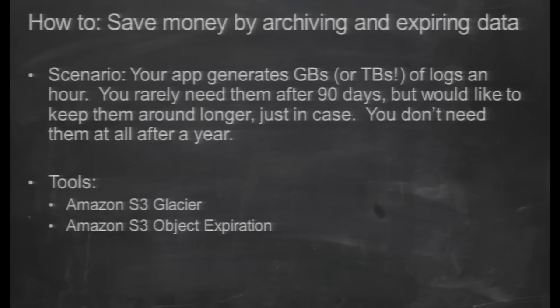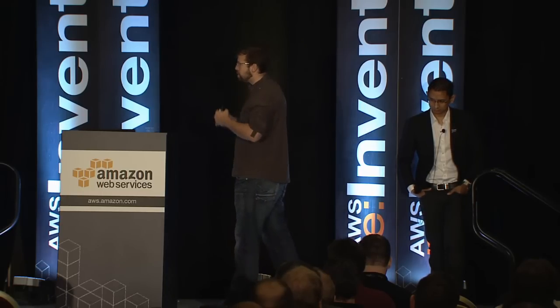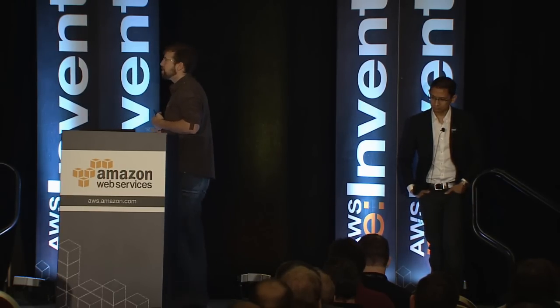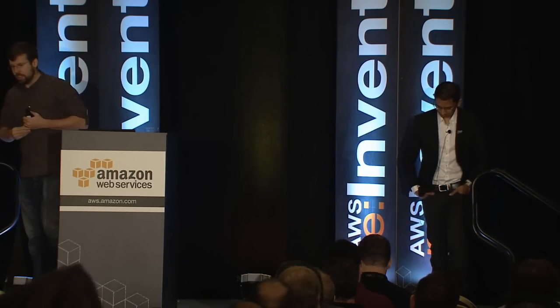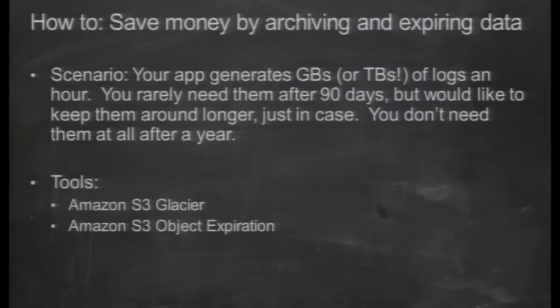Next, we'll look at how we can save money on S3 by archiving data and eventually expiring data that we no longer need. So the tools that we'll use here are S3 Glacier, which is a new storage class, or a new storage mechanism in S3, and object expiration. So imagine that you have an app that generates gigabytes or even terabytes of logs a day. That data is useful to you for a period of time. You go back to it every so often in the first month or two. But maybe after 3 months, you find you're not really accessing that log data, except for every once in a blue moon. But you don't want to get rid of it.